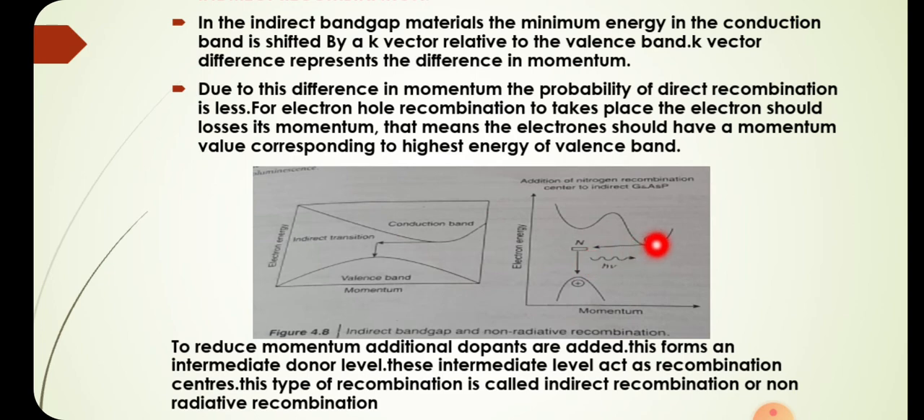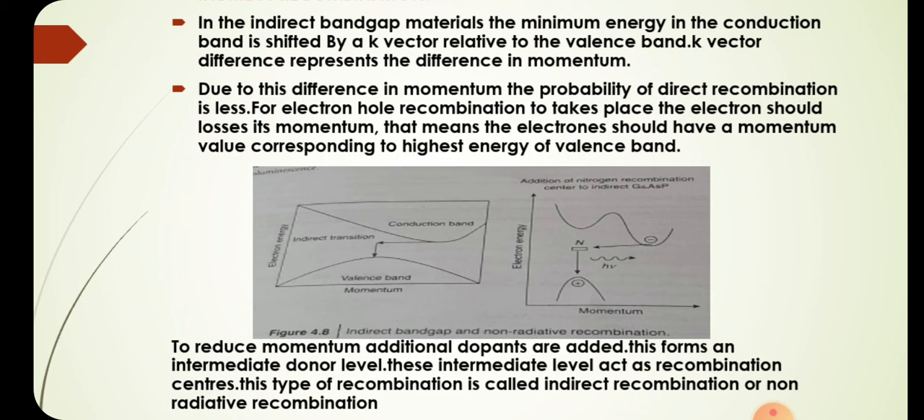Sometimes some electrons will go to this intermediate level, and again it will go from this intermediate level to the valence band, so that electron will recombine with the holes in the valence band, and that in turn emits the photon of energy h nu. So that is what is happening in the case of indirect recombination.